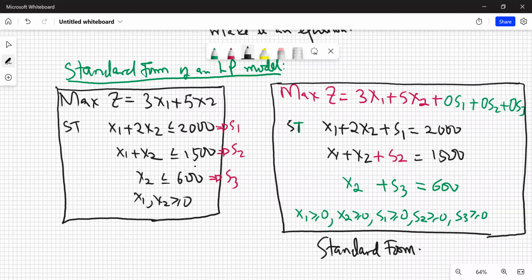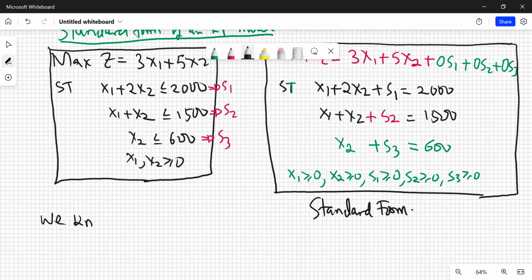Okay. So we already know the optimal solution. If you don't know the optimal solution, you are supposed to solve the problem and get it. And the optimal solution is x1 is 1000 and x2 is 500.